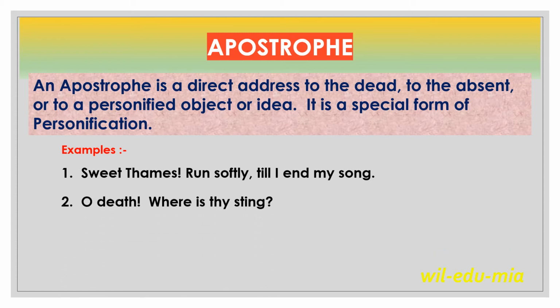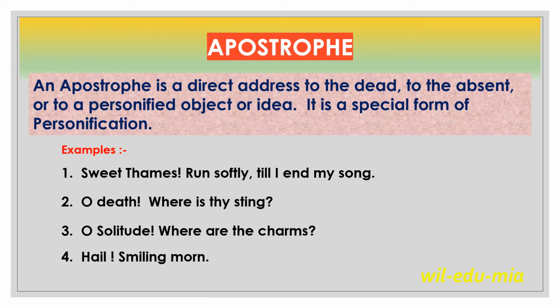O death, where is thy sting? So here also the personified object or the inanimate object, we are talking to that. We are directly addressing that. O solitude, where are the charms? Yes, solitude means loneliness. So we are talking to that abstract notion. Hail, smiling morn. Yes, I'm greeting the morning. So it's an apostrophe. We have used an apostrophe here.